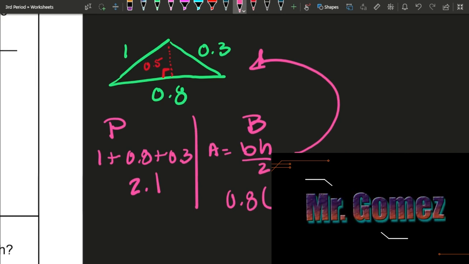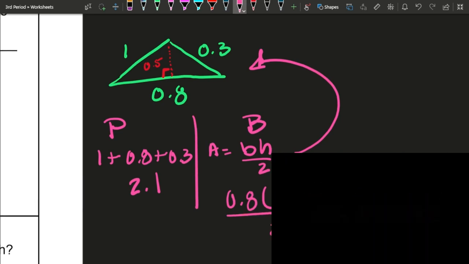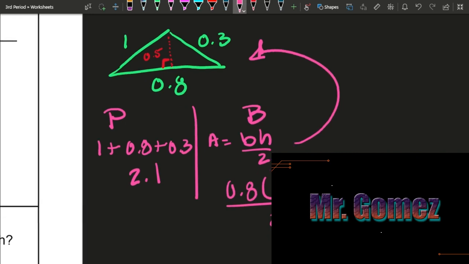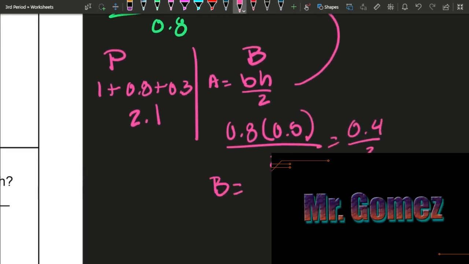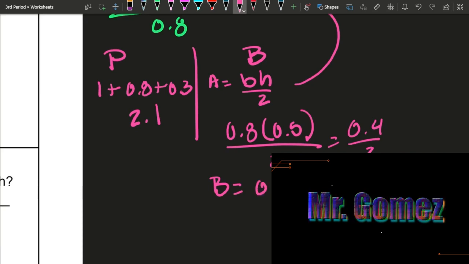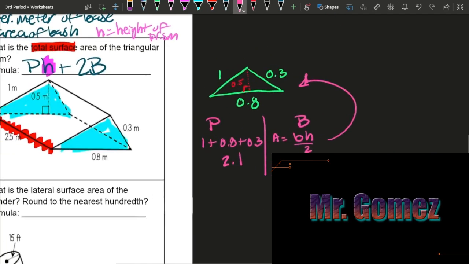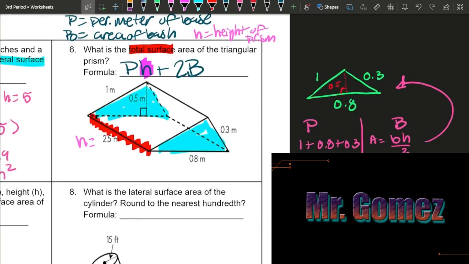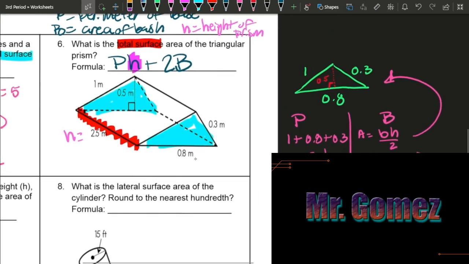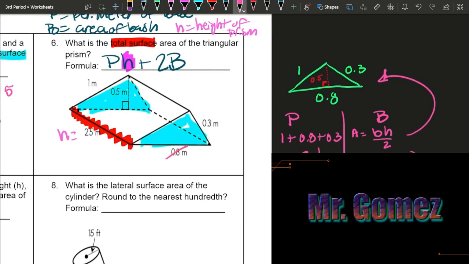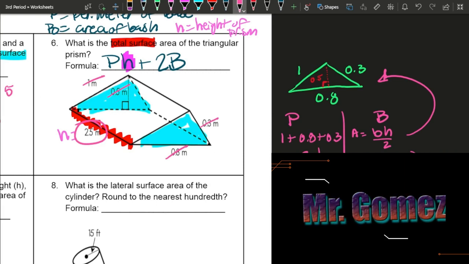So this is going to be 0.5. We're going to do 0.8 times 0.5, which gives me 0.4, and we're going to divide that by 2. So my B equals 0.2. Any questions so far? Now we're going to come back over here to the prism, and cross out the numbers that we used. Did I use the 0.8? Yes. What about the 0.3? Yes. Did I use the 0.5? Did I use the 1? Yes. The only one that I haven't used is the 2.5, and indeed that is the distance between the two bases, so that is my height.